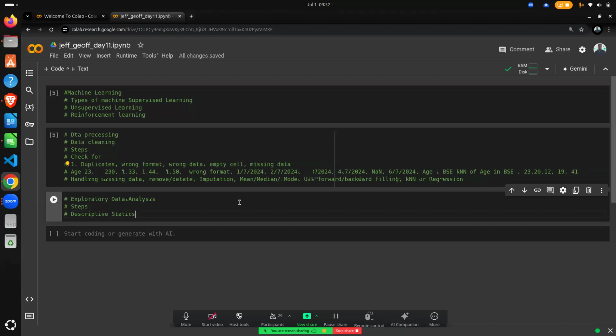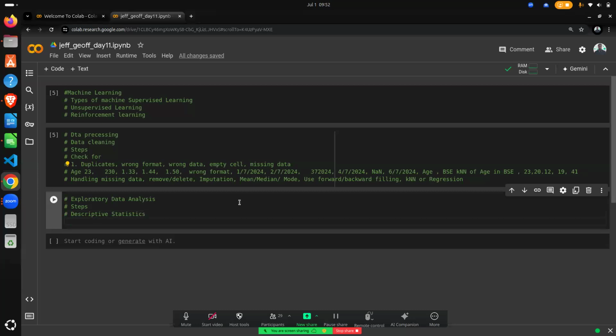Now, here, the descriptive statistics. In the descriptive statistics, I want you to focus and look at what we call measures of central tendency. Of course, this one using what? The describe method. You need to look at the mean, the median, the standard deviation.